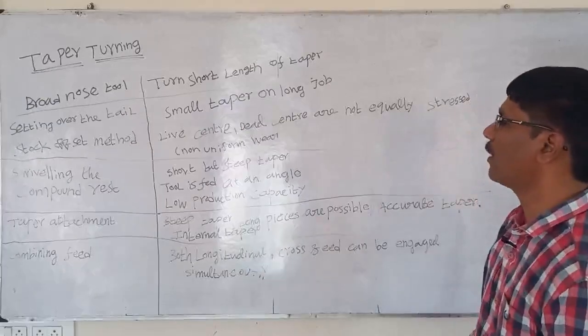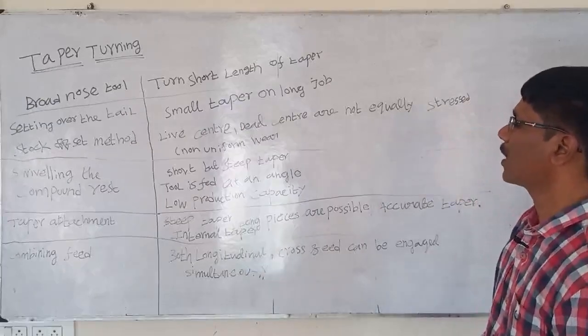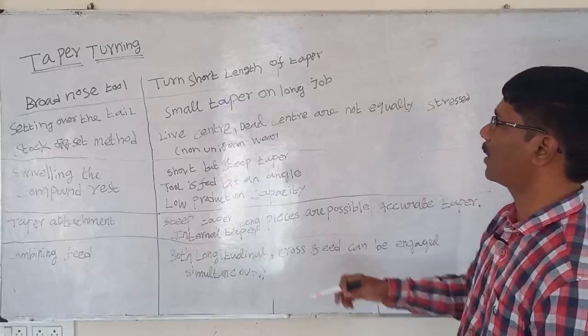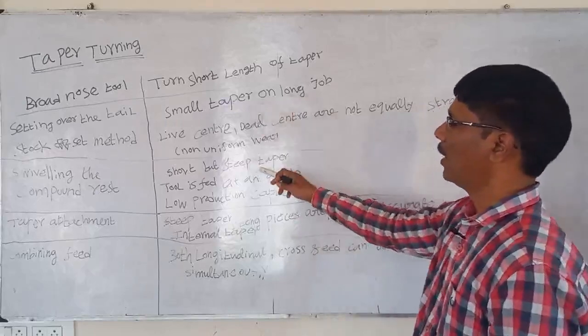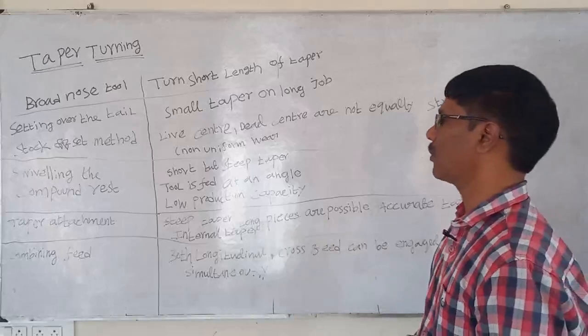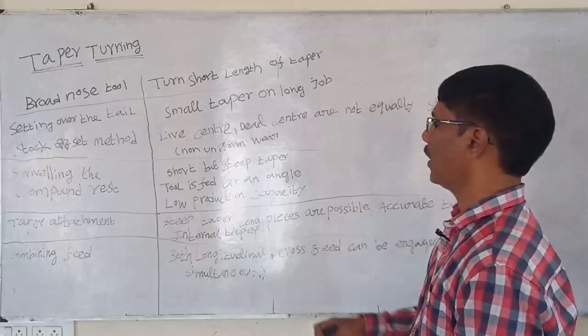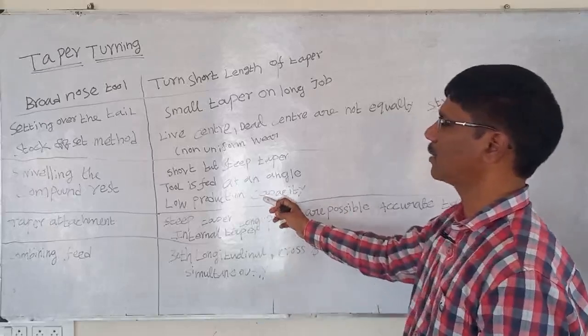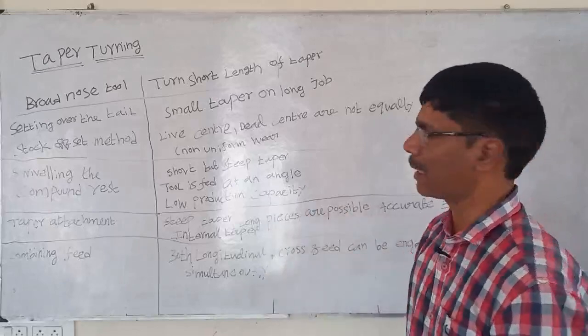The next method is swiveling the compound rest. It is for a short but steep taper. This is unlike the small taper on a long job. Swiveling the compound rest can be used for a short but steep taper. The tool is fed at an angle. The disadvantage of this method is low production capacity.